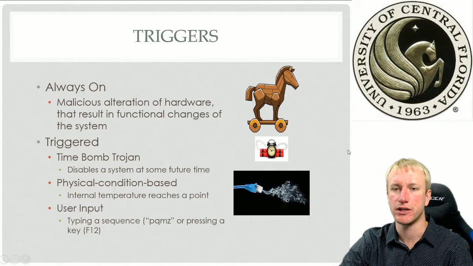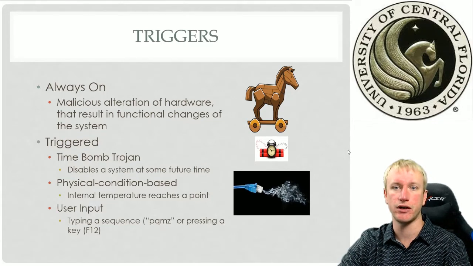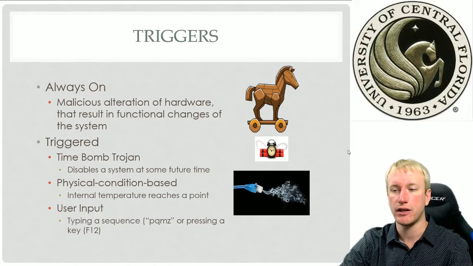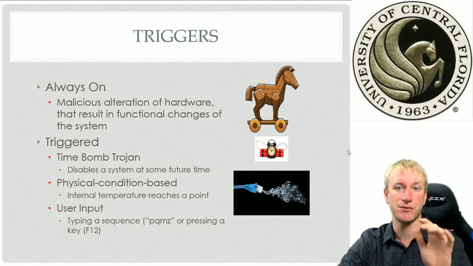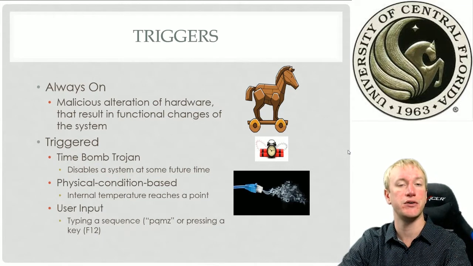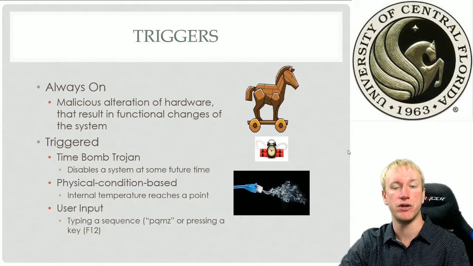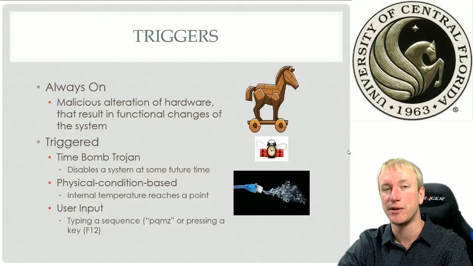So what are some of the triggers? Some of them are just always on. Straight out of the fabrication plant, you have a trigger on, or you have your payload already activated. Some of them are triggered. One is like a time bomb, so every certain amount of seconds or a certain amount of times you press the space bar. Other ones are a physical condition, so say you're running a video game, the processor gets really hot, now it's activated. Other ones are user input, so I type in an obscure string of text or I push a button that's not really common like F12.